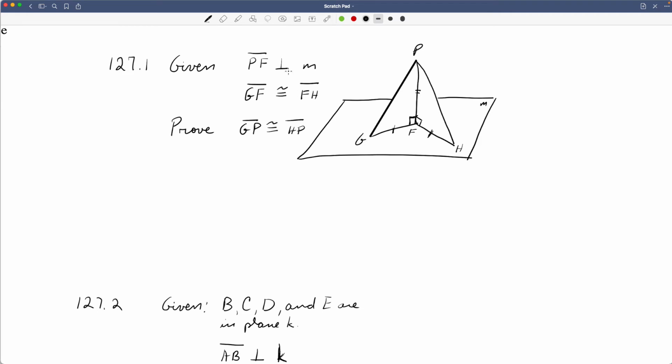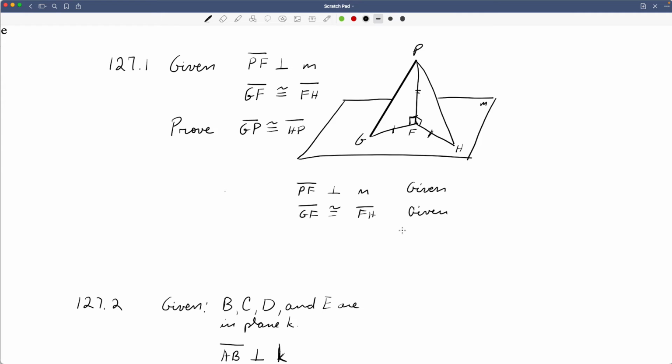Given this, and here's how you do a proof. We're gonna move this down here. Actually, no, we're not. We're just gonna start at the beginning. All right, so we would say PF is perpendicular to M, and that's a given statement. And then we would say the line segment GF is congruent to the line segment FH. And that's a given statement as well.